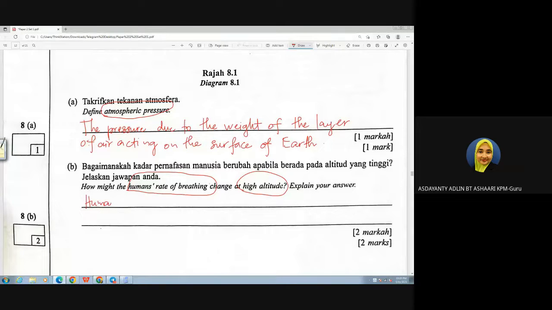Humans' rate of breathing increases at high altitude.